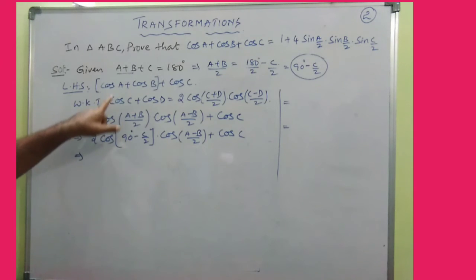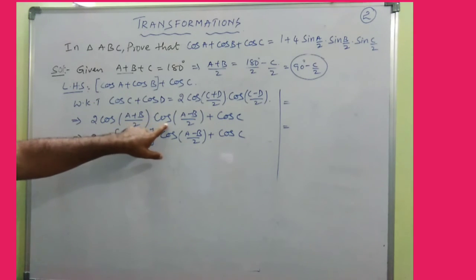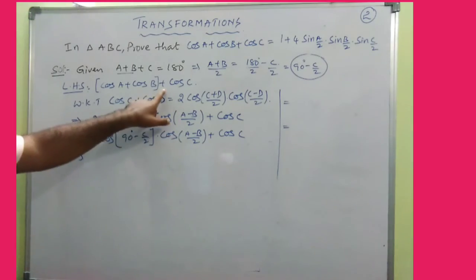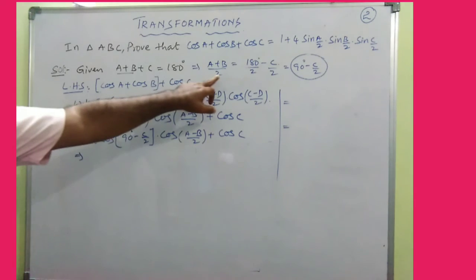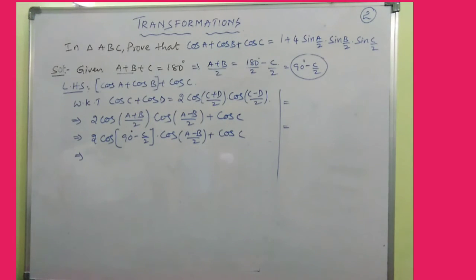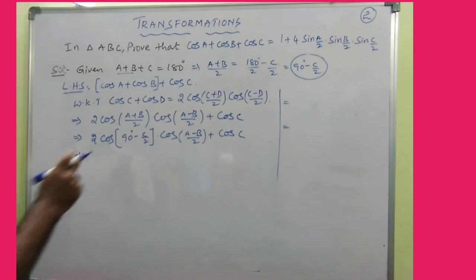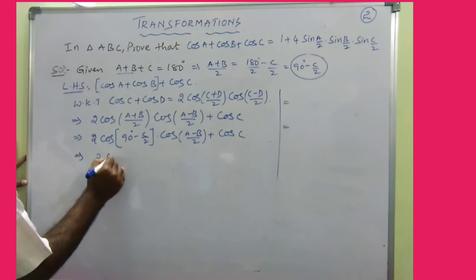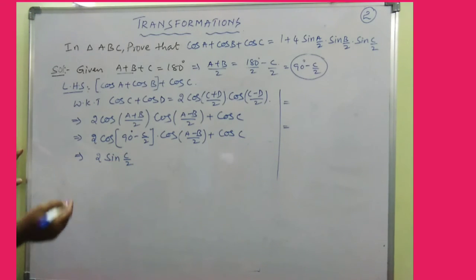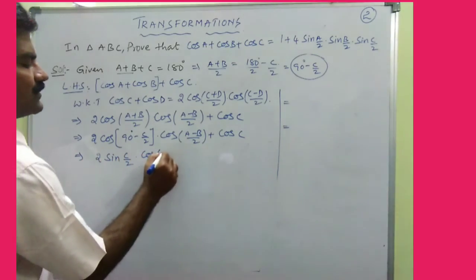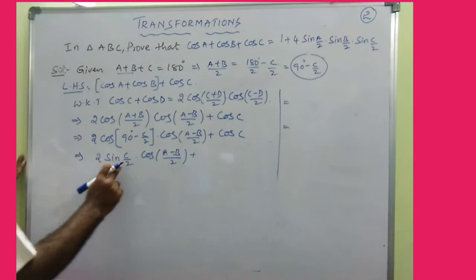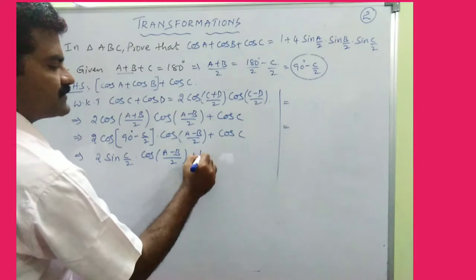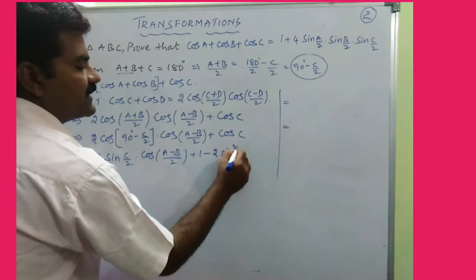According to that, 2 cos a plus b by 2 into cos a minus b by 2 plus cos c is as usual, and a plus b by 2, you know we just discussed, a plus b by 2 can be written as 90 degrees minus c by 2. Now because of 90, cos changes into sine, hence this is 2 sin c by 2 into cos of a minus b by 2. Since the term is in terms of sine, let us express cos c also in terms of sine, that is 1 minus 2 sine square c by 2.